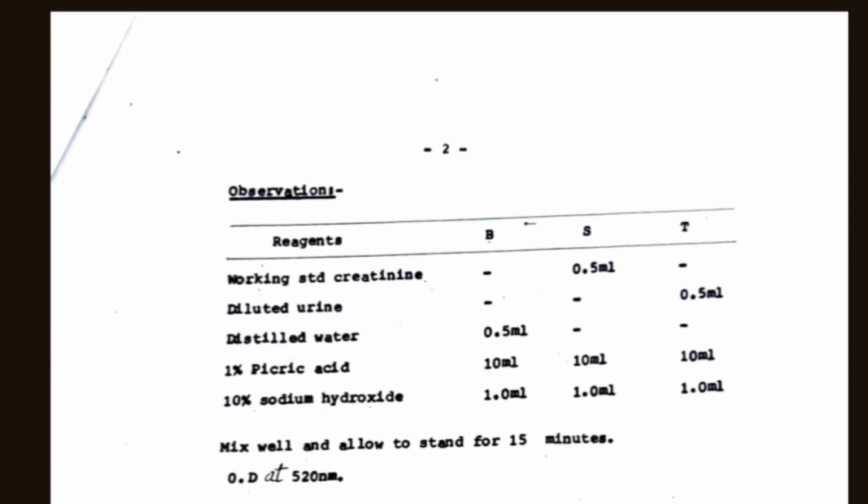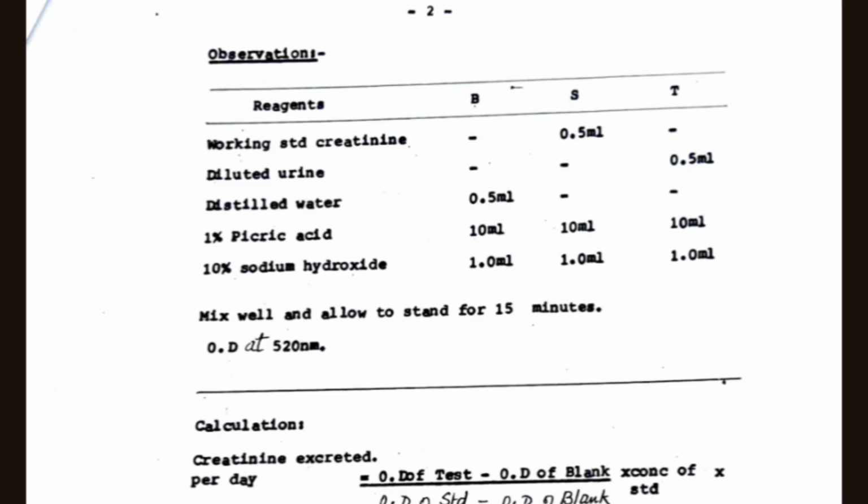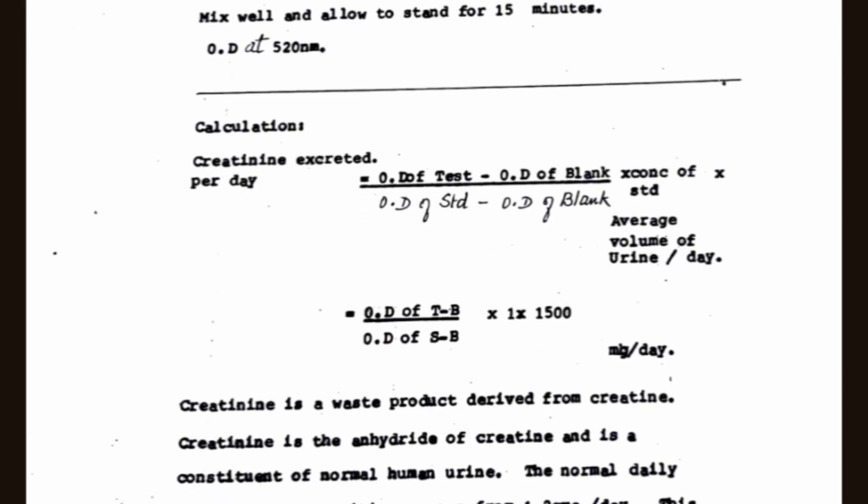The standard will be given by the college itself. Suppose standard is 0.5 ml here. The rest of the values you'll have to fill in. Once the color develops, you'll go to the colorimeter, take the values for blank and test, and write them in the observation table which is given here, and then you'll do the calculation part.